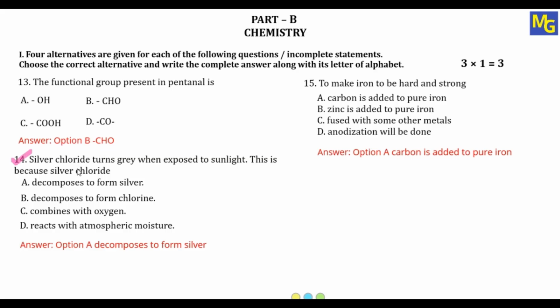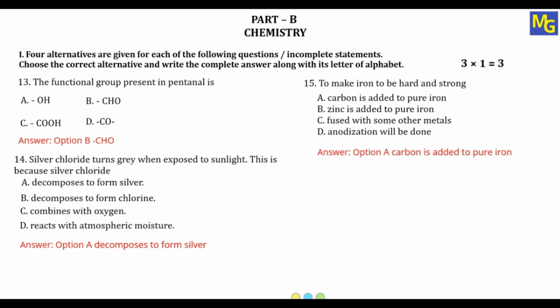Question number 14. Silver chloride turns grey when exposed to sunlight. This is because silver chloride. So we have to complete the sentence. See what they have asked: silver chloride turns grey when it is exposed to sunlight. For this question, we should know the reaction. Silver chloride, that is AgCl, when brought in contact with sunlight, forms a grey color. That is due to what? We have to write the answer.